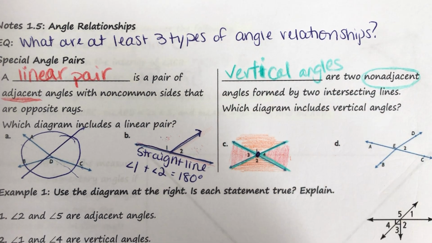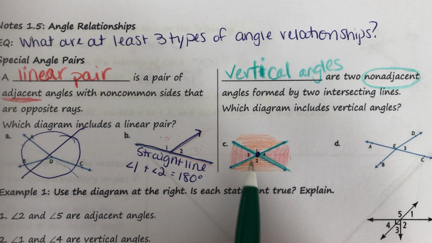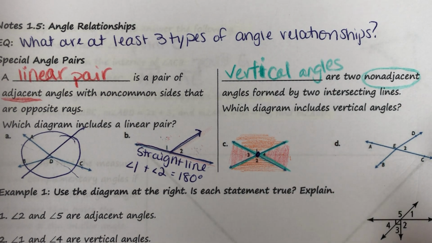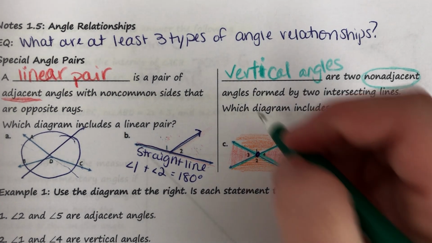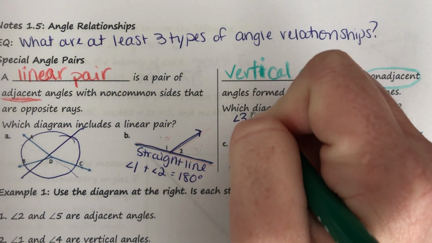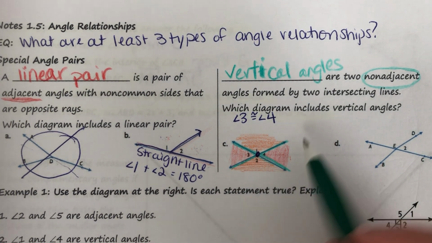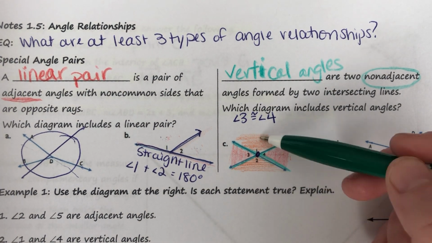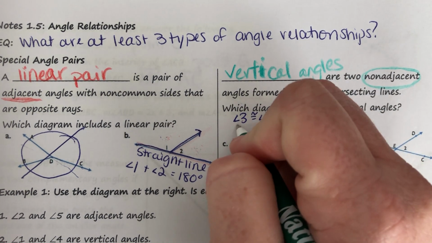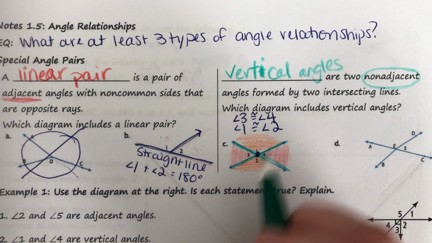So this is correct. This is an example of vertical angles. We could say that angles 3 and 4 are the same size. They're congruent to each other. Vertical angles are always the exact same size. So angle 3 is congruent to angle 4, the two red guys here. And also, these top and bottom angles are vertical, angle 1 and 2. Angle 1 is congruent to angle 2. So those are our two sets of vertical angles.